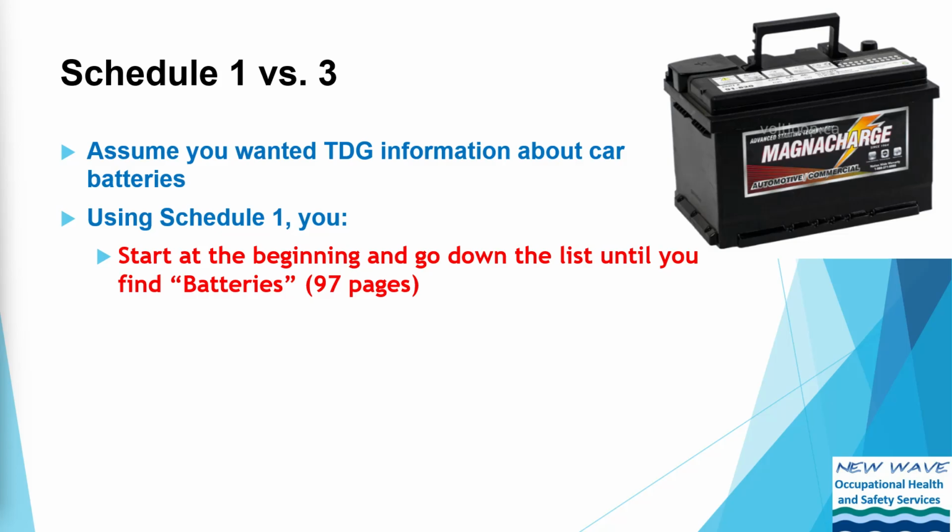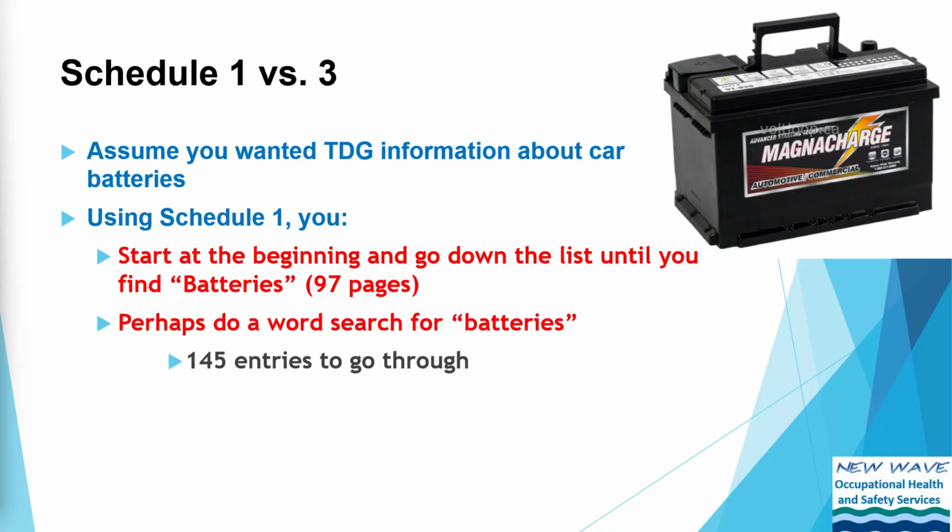So when would you use which schedule? Let's take an example. Assume you want TDG information about car batteries. Using Schedule 1, you could start at the beginning and go down the list until you find batteries, 97 pages later. Or perhaps you do a word search for batteries, and you have 145 entries to go through.